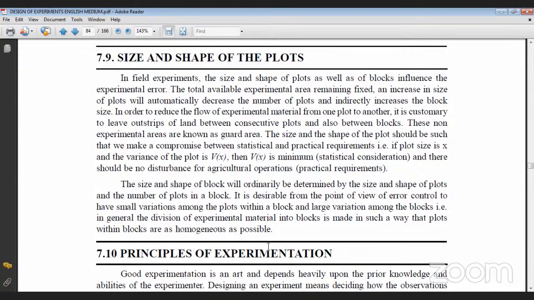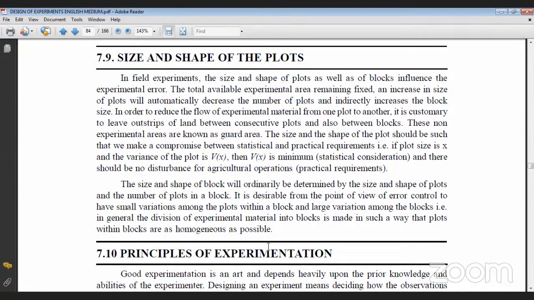The size and shape of the plot should be such that we make a compromise between statistical and practical requirements. We plot size x and the variance of the plot Vx, and then Vx is minimum by statistical consideration, and there should be no disturbance for agricultural operations. The size and shape of the plot will ordinarily be determined by the size and shape of the plot and the number of plots in the block. It is desirable from the point of view of error control to have small variations among the plots.